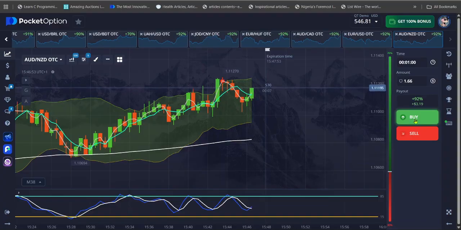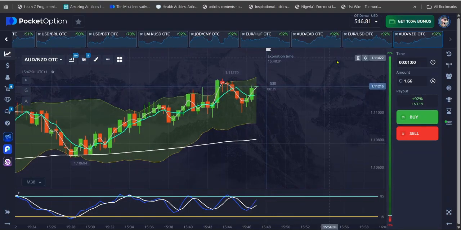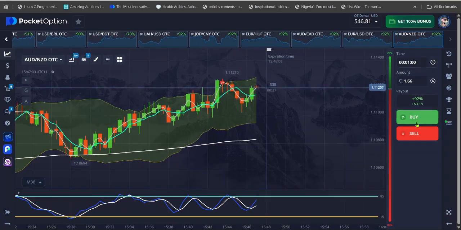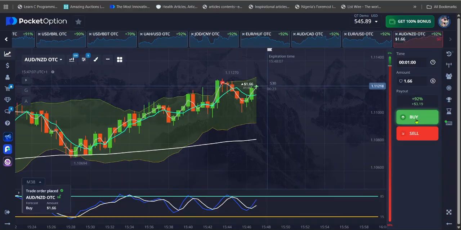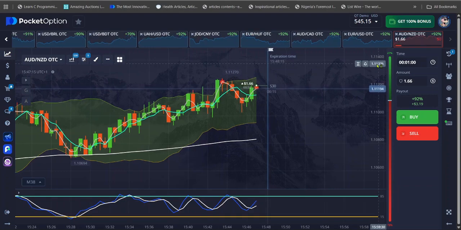Okay, let's wait for the close of this candle and know if we are going to take a buy or a sell. Let's see. Okay, we're taking a buy here. This is really a very risky trade that I just took, and I took this trade out of impulse.